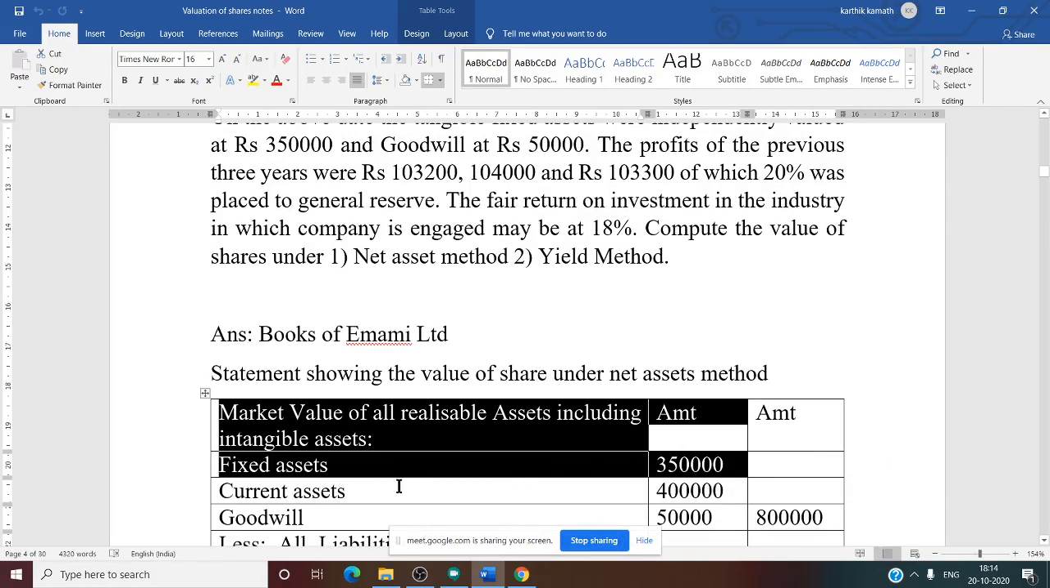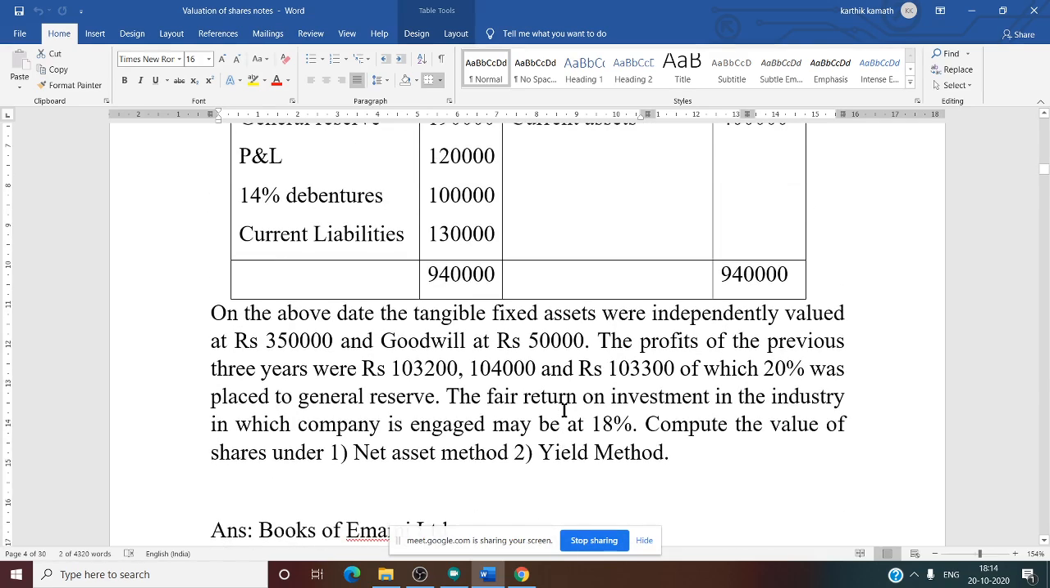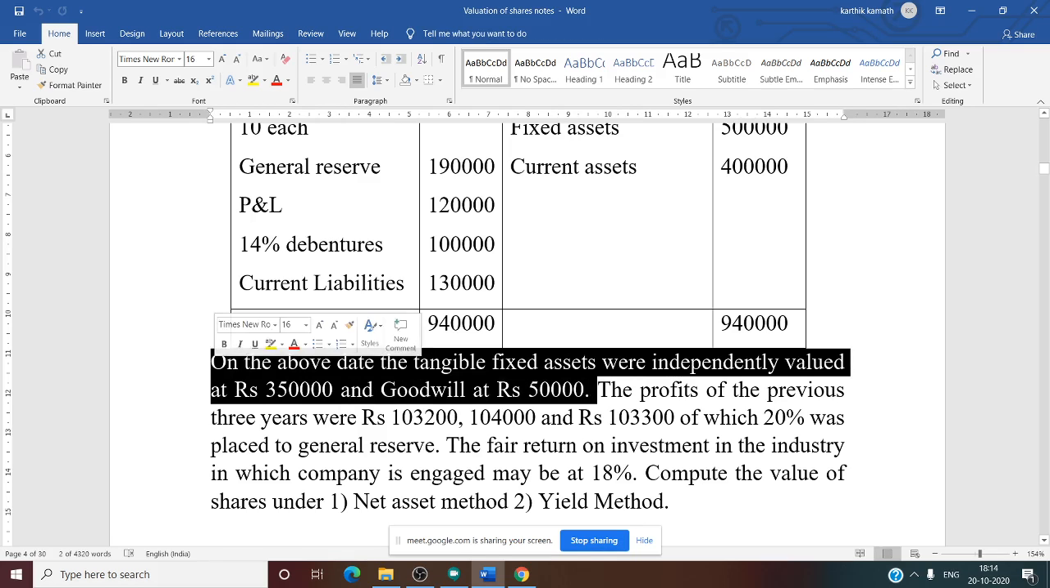Yes. Now current asset. What about current asset? For current asset, no information is given in the adjustment.